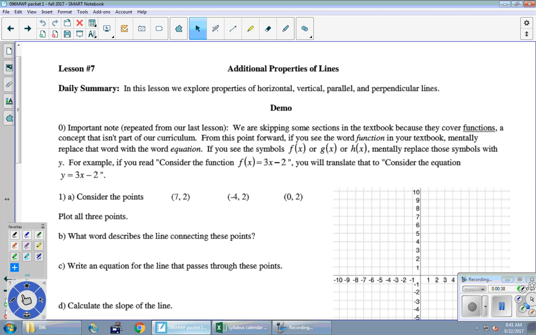And then just a reminder here in number 0, and we talked about this the other day, we're not going to cover something called functions, but it is in your book. And so if you see something like, consider the function f parentheses x equals 3x minus 2, you're just going to translate that in your mind. Function becomes equation, f parentheses x becomes y. And so that translates to consider the equation y equals 3x minus 2. All right?